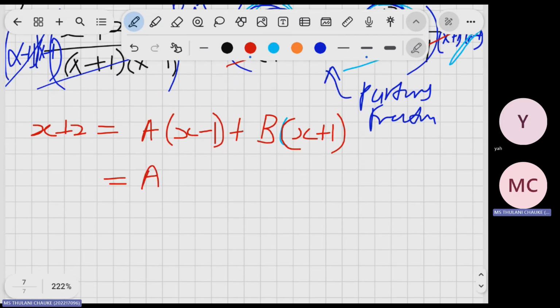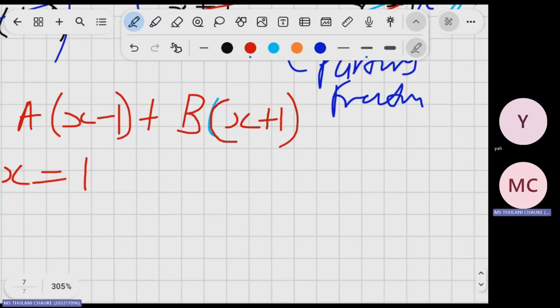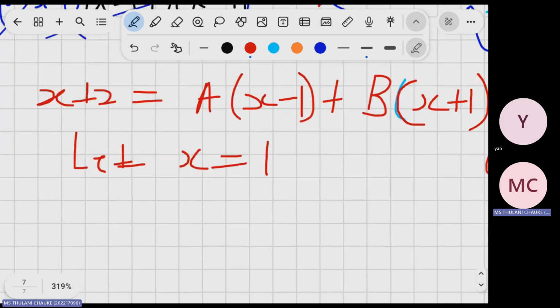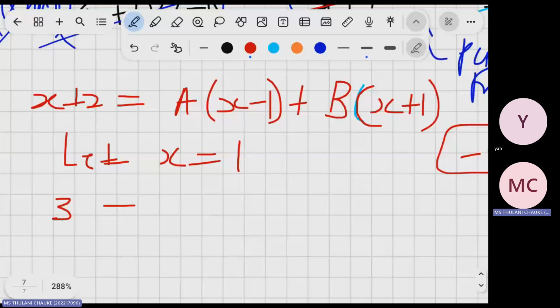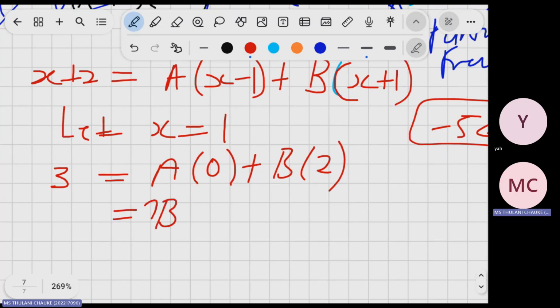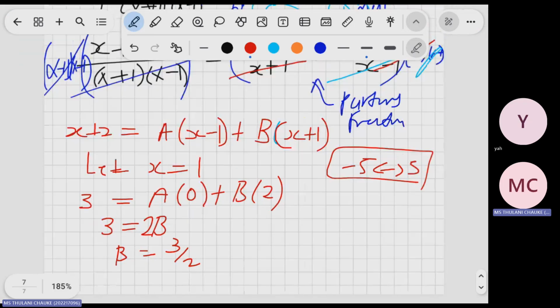So now I can let my x be equal to 1. You choose any numbers, usually numbers between negative 5 and 5 will work for you to get the values of A and B. So if I put 1, on the left I get 3, and here I have 0 plus B times 2, so 2B equals 3, then B will be 3 over 2.